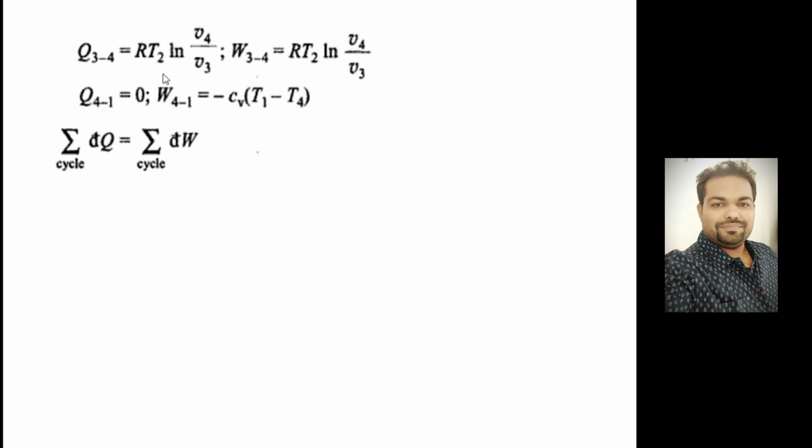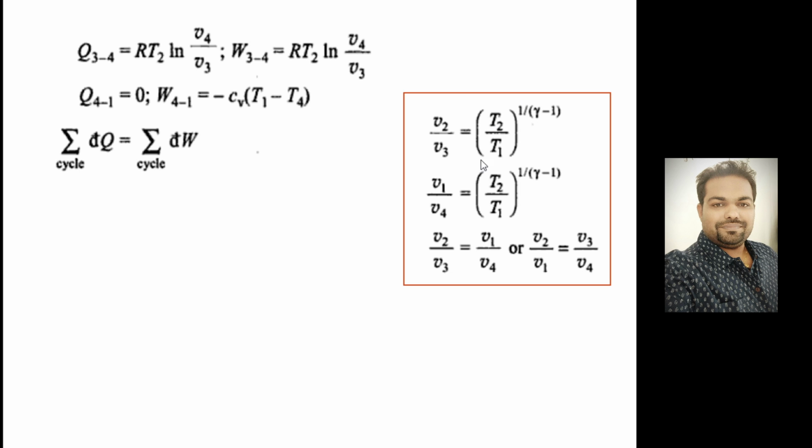So Q3-4 is RT2 ln of V3 by V4, and W3-4 is exactly equal to Q3-4, and Q4-1 again is an isentropic process. Heat transfer is 0, but work is equal to minus Cv (T1 minus T2). So if we add the algebraic summation of heat transfer and put it equal to the algebraic sum of work transfer, both will be exactly equal. And also these are the isentropic relations that can be applied.